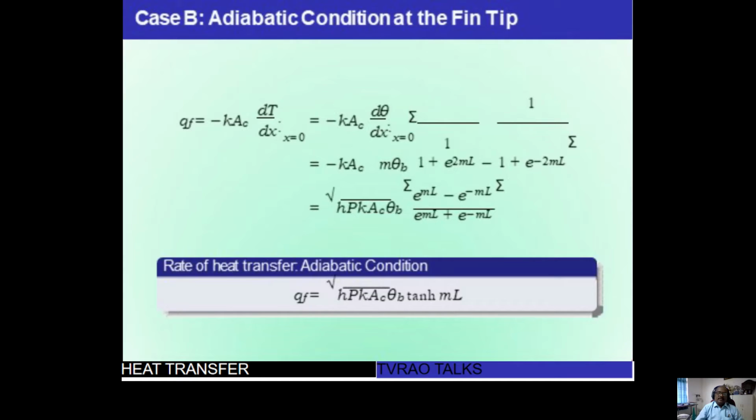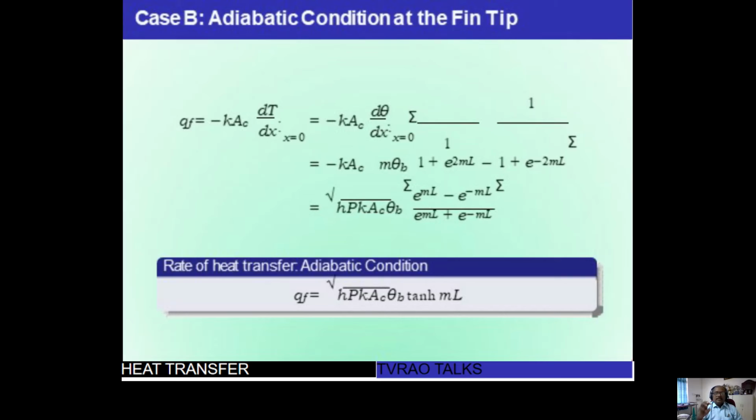Tanh mL means sinh mL by cosh mL, which is e to the power of mL minus e to the power of minus mL by e to the power of mL plus e to the power of minus mL. This we can take as tanh mL. So for the insulated fin, for the adiabatic condition at the fin tip, this is the heat transfer equation. Like this, using these specific equations, we can find out heat transfer in a very long fin and in an insulated fin. The remaining conditions we will discuss in the next class.